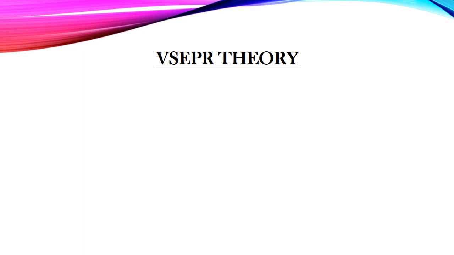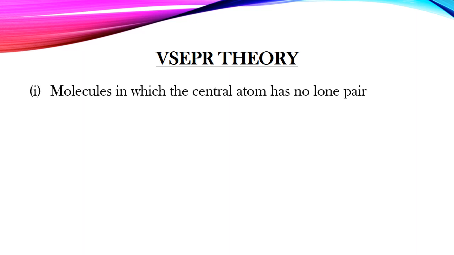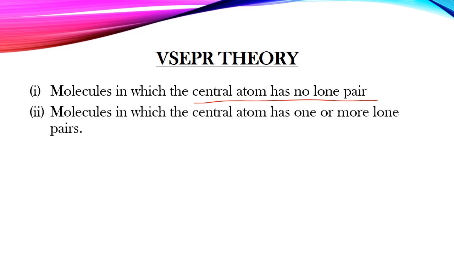In order to predict the geometry of the molecules, it becomes much easier if we divide the molecules into 2 categories. First, molecules in which the central atom has no lone pair, and second, molecules in which the central atom has one or more lone pairs. Please note that we are talking about the central atom only. The other atoms which are attached to the central atom may or may not have lone pairs.